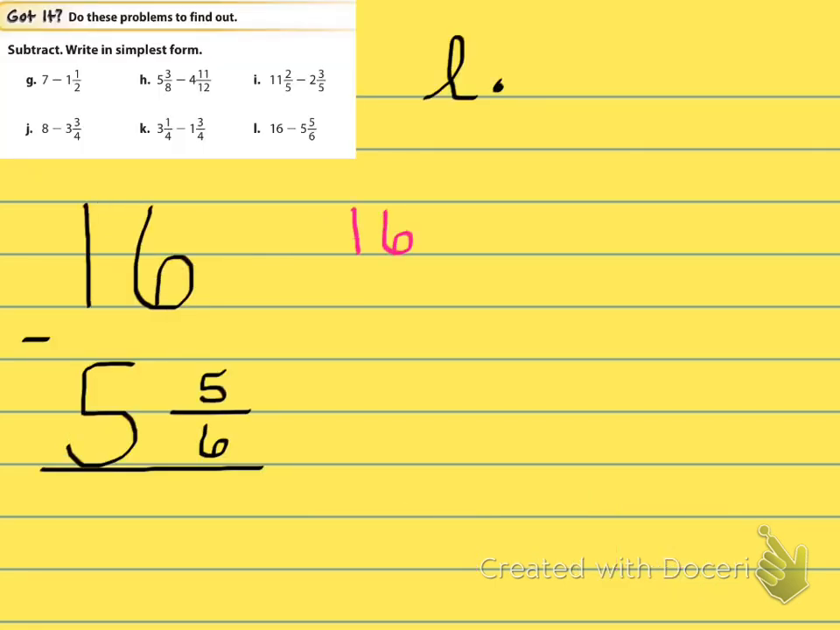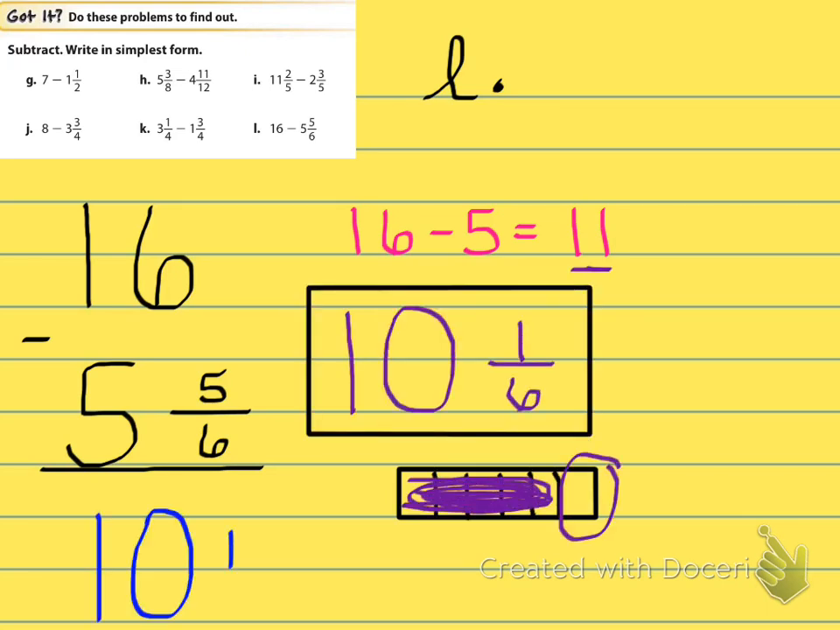And L will be the same way. This is, again, one of those whole problems. So first off, I can go ahead and subtract 16 minus 5. I'm left with 11, as you can see here. And then you know your answer is going to be 10 because 11 minus anything is going to be 10. And then you have 10 and you'll have 1/6 left.